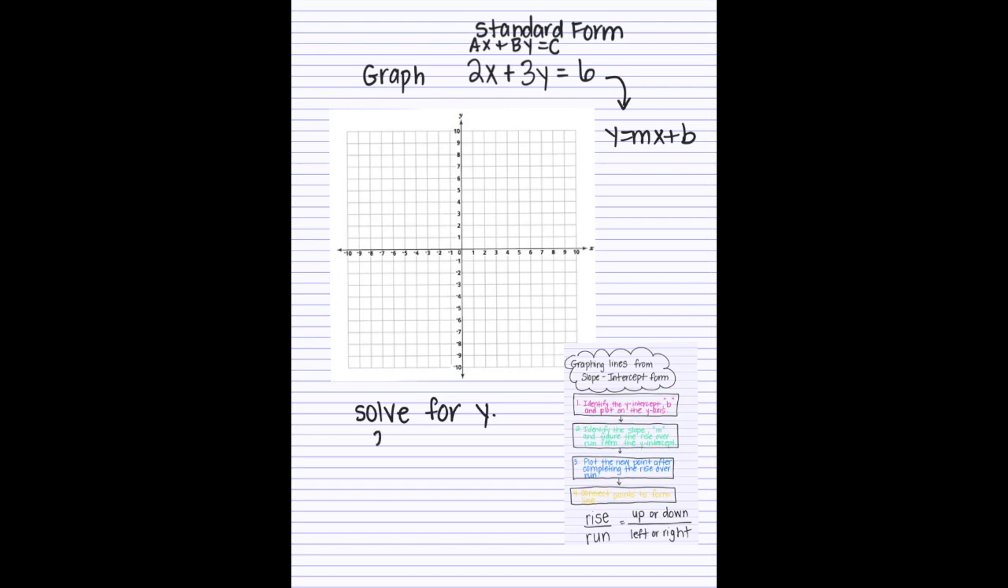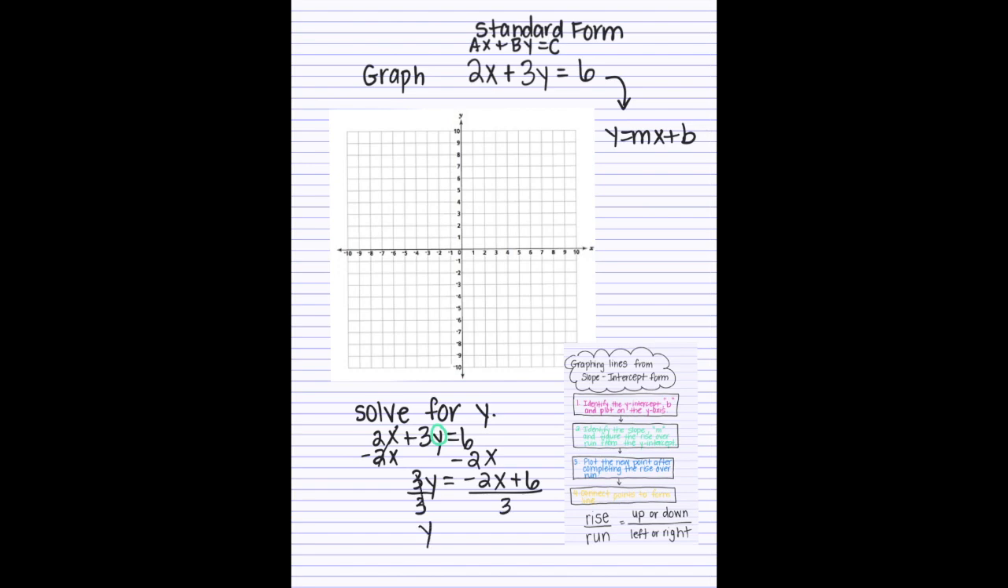So we have 2x plus 3y is equal to 6. And we're going to solve for y in order to get y by itself. All right, so we're going to do 2x, and we're going to subtract that on both sides. So that gives me 3y is equal to negative 2x plus 6. I put the x first just because the x comes first in the slope-intercept form. I'm going to divide by 3.